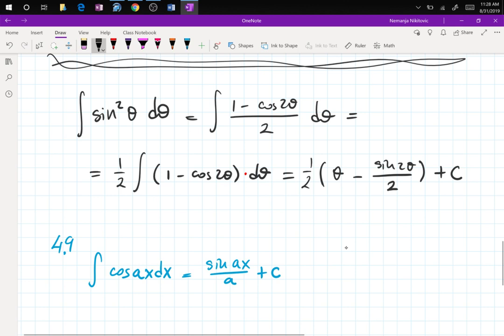So, great. Now, you may leave the answer this way, or if you want to, you can distribute the 1/2. The 1/2 will obviously not distribute onto plus c, because the parentheses are only distributing over the first 2 terms. So you can leave it there, or you can just say 1/2 theta minus 1/4 sine 2 theta plus c. I don't care. You can leave it either way.